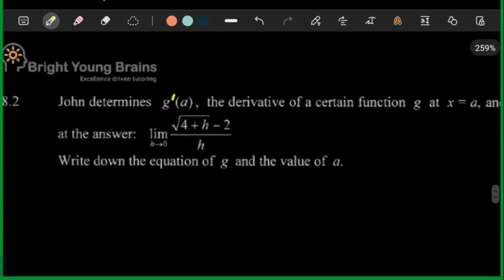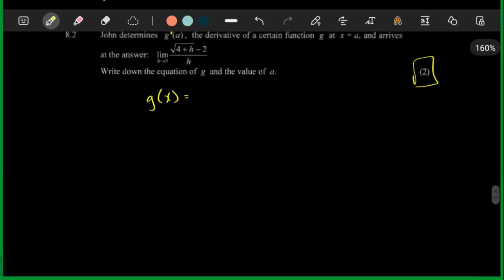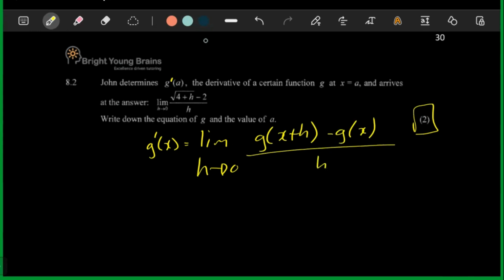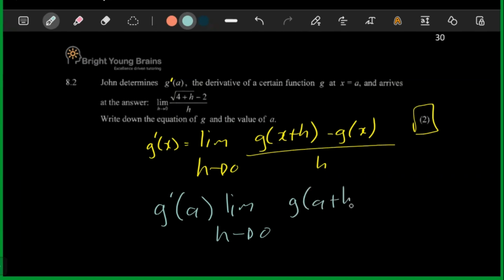In a situation like this, you have to remember whatever g is, let's sort out the mark allocation. It's a 2-mark question, so g prime is equal to the limit as h goes to 0 of g of x plus h minus g of x, the whole thing over h. So this is what g prime is. But what we're given is that when you take the first derivative and put a in there, it will look like g of a plus h minus g of a, the whole thing over h.